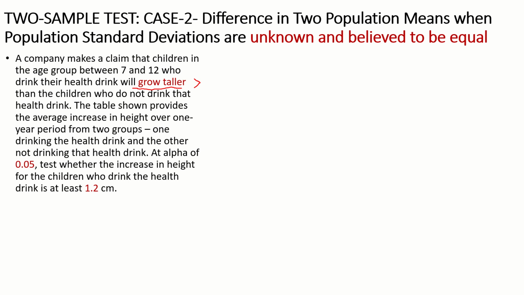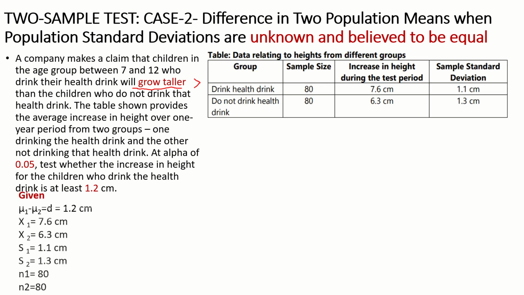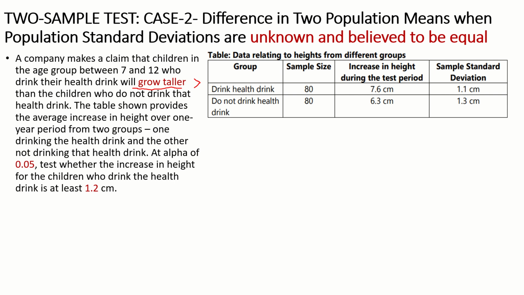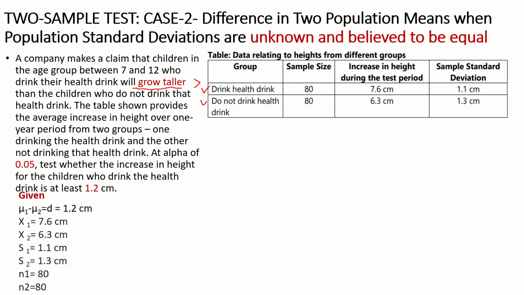The table shows the average increase in height over a 1 year period between two groups. Two groups are taken here. This is mu1, this is mu2. Group 1 drinks health drinks, and group 2 does not drink health drinks. This is the sample size. The sample size for both the groups is 80 and 80.